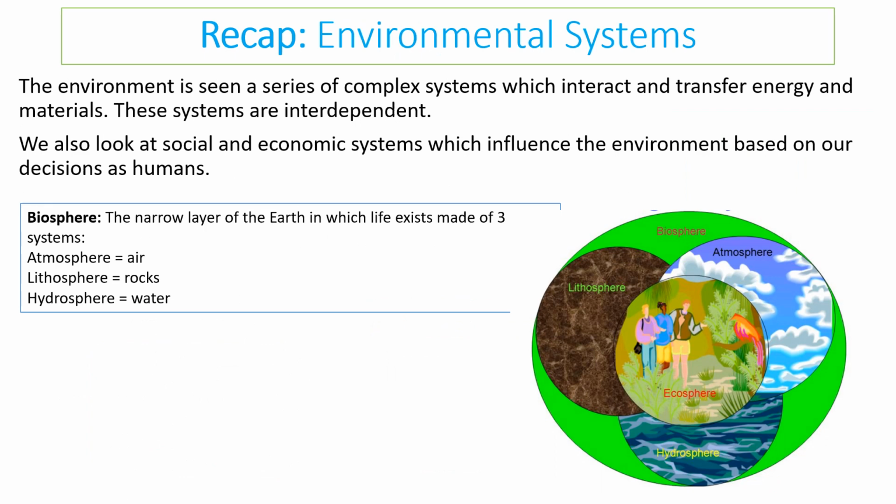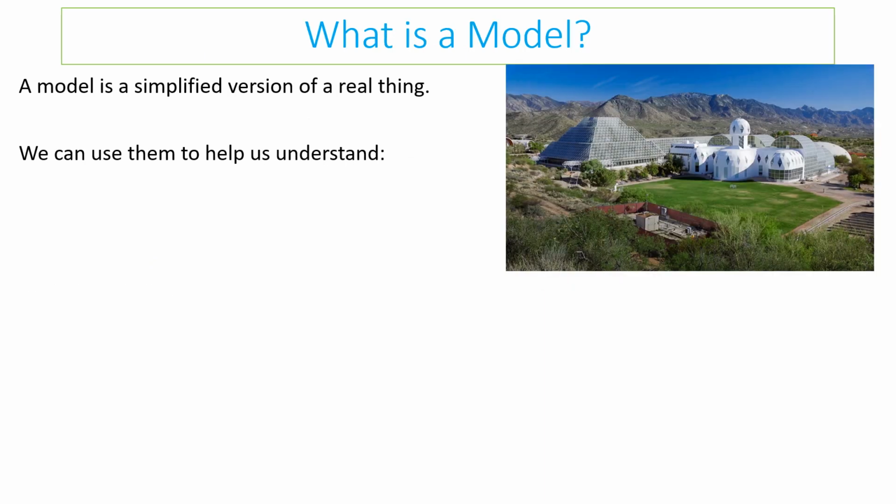There are three systems that make up the biosphere, the Earth. So the Earth is the biosphere or Biosphere 1, and the systems are the air, which is the atmosphere, the rocks, and the hydrosphere, the water. And those systems interact with each other, and materials move from one to another, and energy also moves from one to another. So they would be open systems.